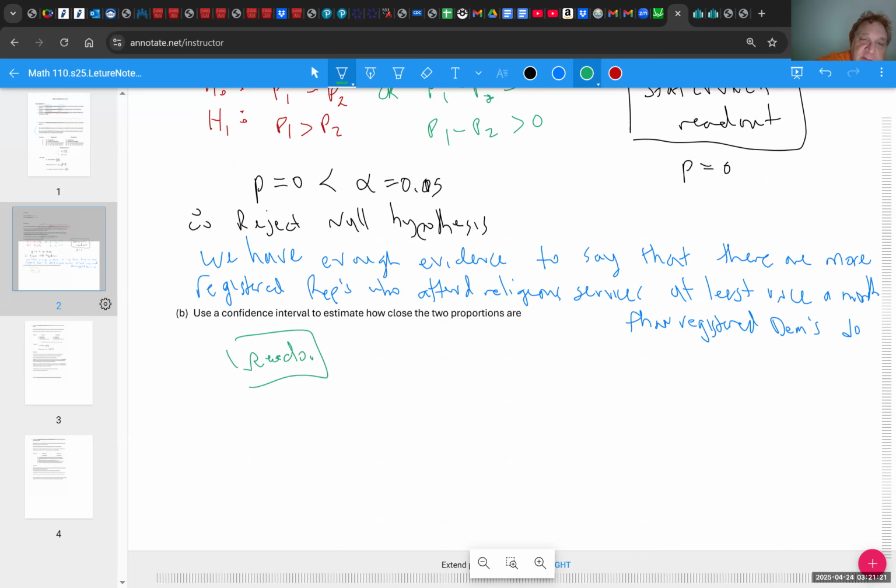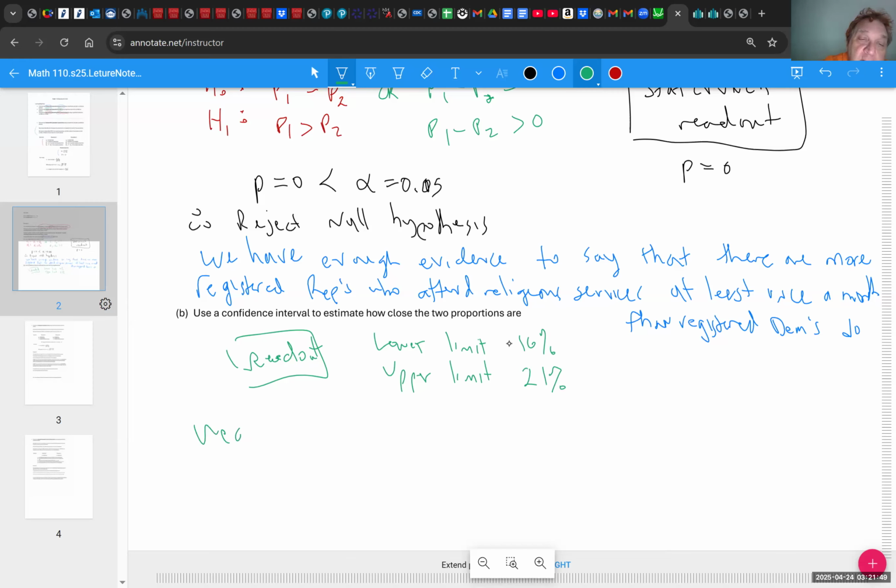That's supposed to say readout. Readout there, and then I have a lower limit. I think that was 16% if I remember, and an upper limit, I believe it was 21%. So we have now 90% confidence.